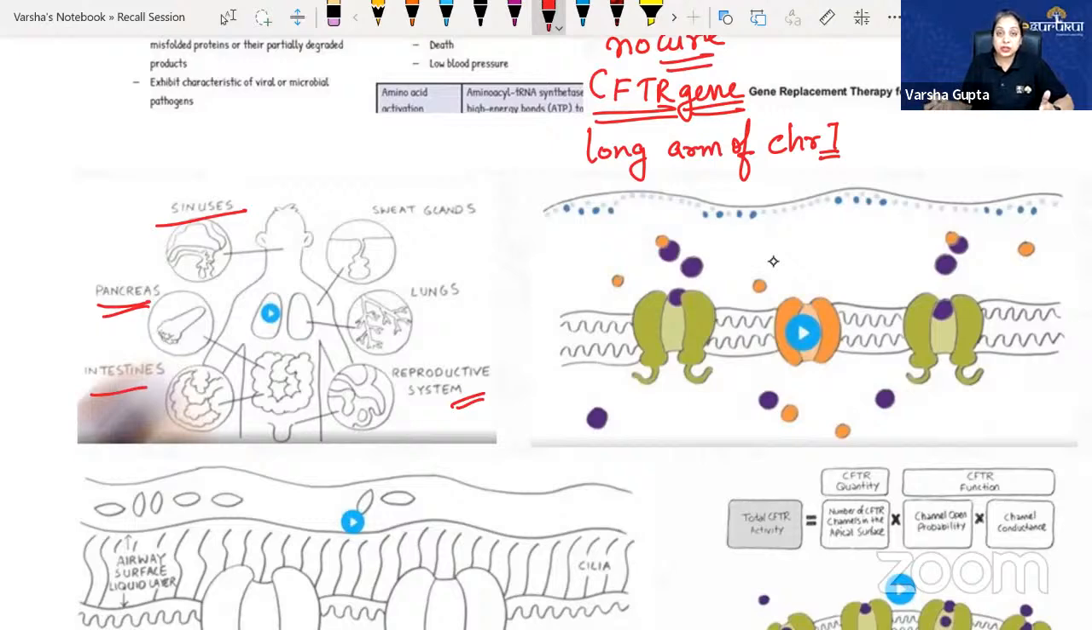Reproductive system, it is present, so decreased fertility. In the lungs, so pulmonary disorders, and in the sweat glands, it increases the chloride levels in the sweat. So these various complications are there in the patients suffering from this CFTR defect.